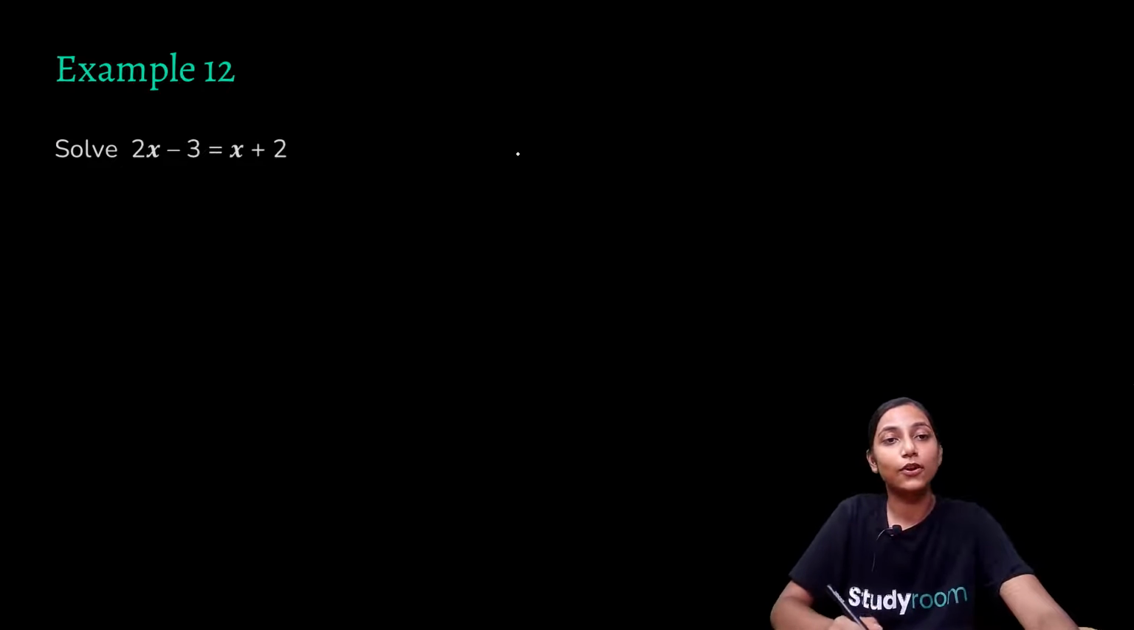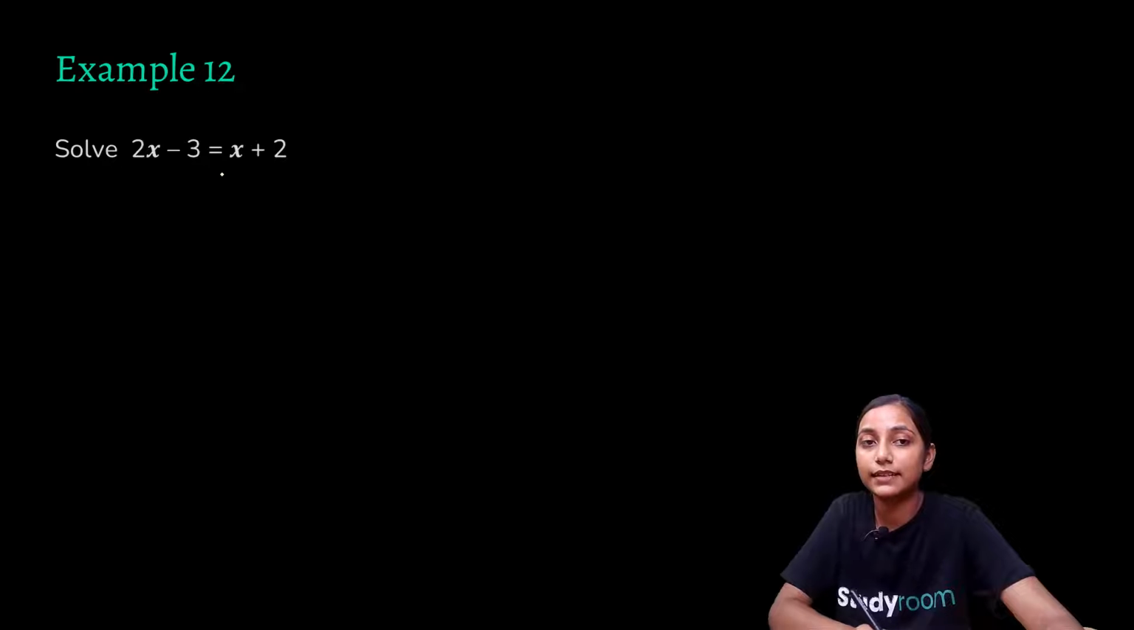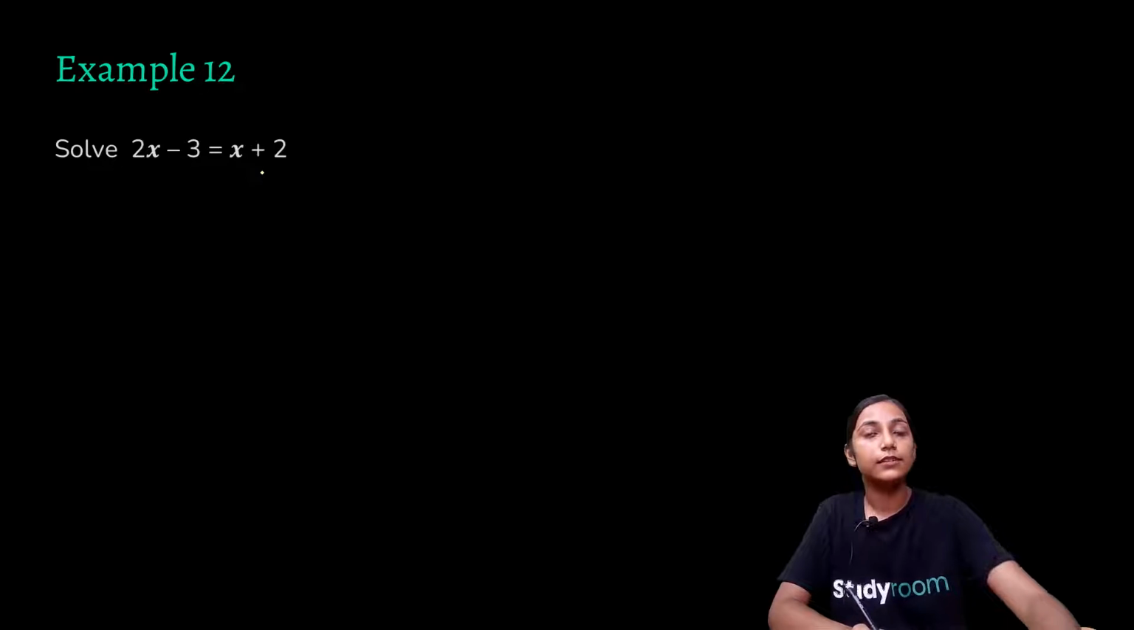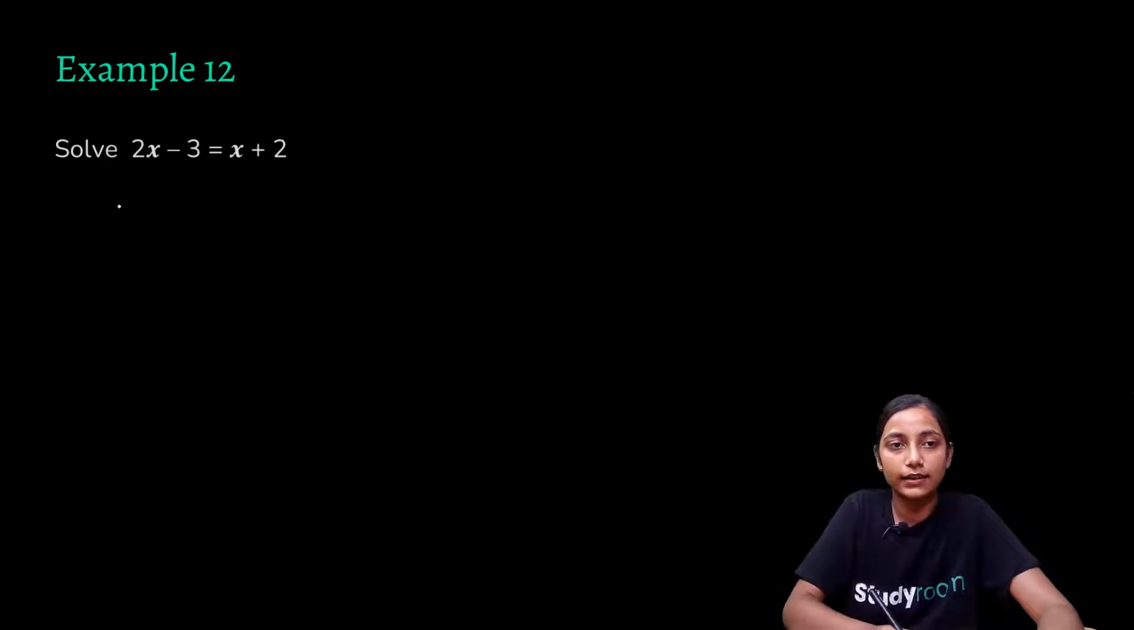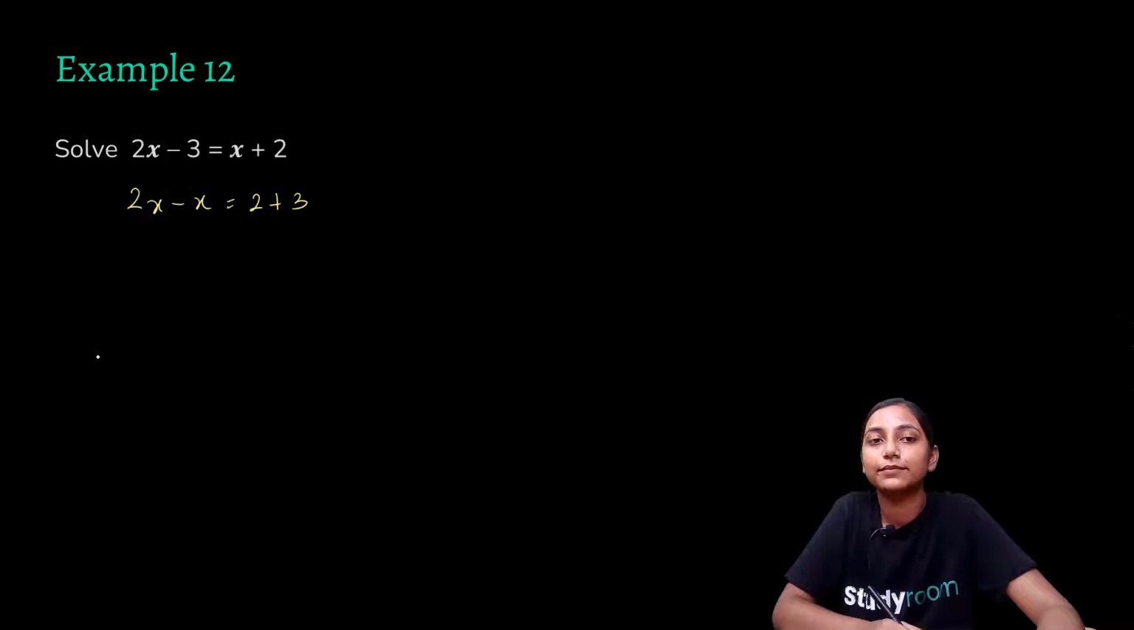Now let's just solve such an equation. The equation in this example number 12 given to us is 2x minus 3 equals to x plus 2. Just remind the first step. Our first step was to keep the variables on one side and keep the constants on the other side. So we will bring x to this side, it will become 2x minus x, and minus 3 will go to that side and become 2 plus 3.